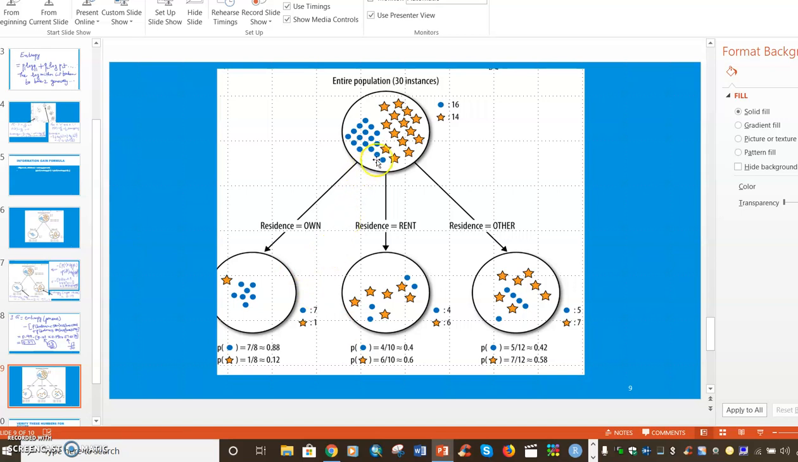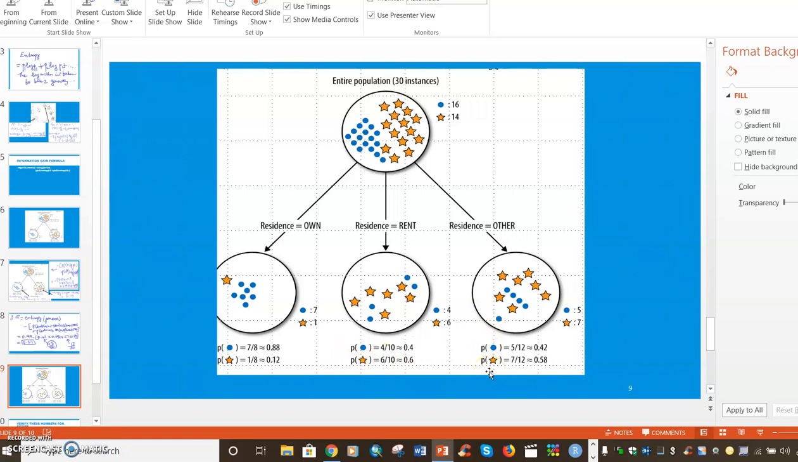You can branch or divide the 30 customers into whether they own their residence, whether they rent their house, or the residence is some other type. And you can again compute the probability of blue dot and yellow star for each. So in this case, instead of 2 children, the parent node has 3 children, 1, 2, and 3. And the constituent group mixture for each of the 3 children is different. And this picture shows the probability of blue dot and yellow star for child 2, probability of blue dot and yellow star for child 3.